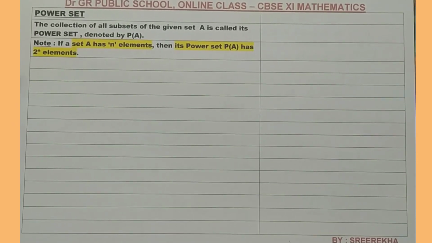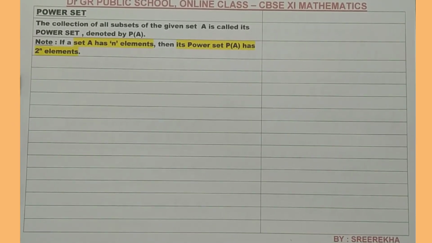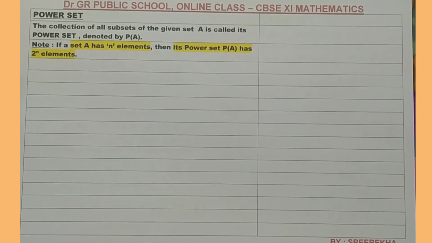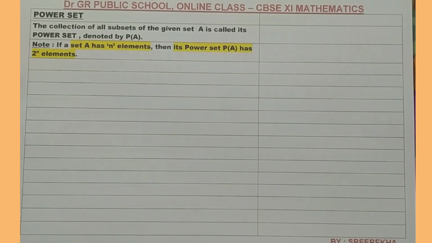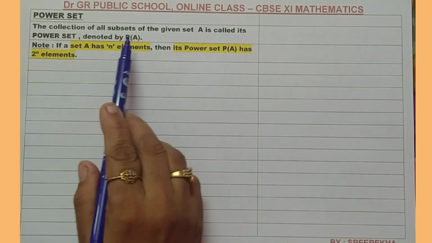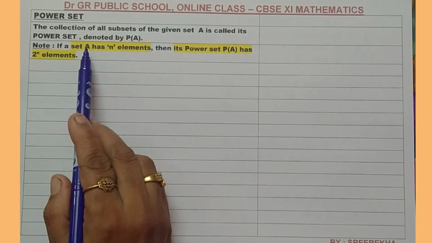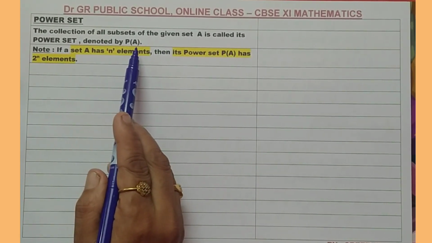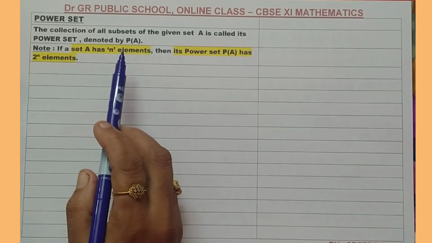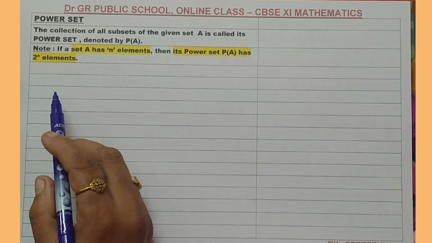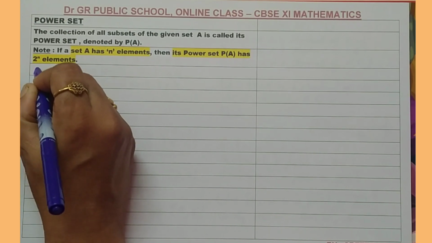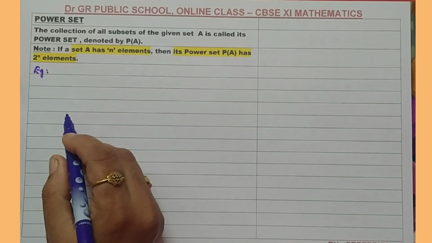Now come to the new section, power set. The collection of all subsets of the given set A is called its power set, denoted by P of A. The collection of all subsets of the given set is called power set. Power set is usually denoted by P of A. At first we can check it, then come to the note. Through an example, I will give you the definition of power set.